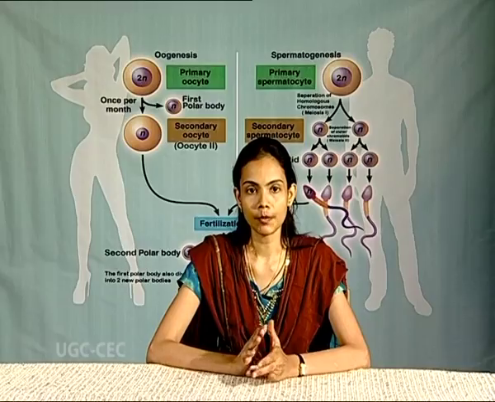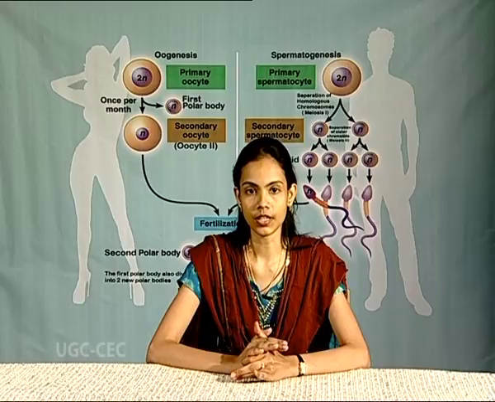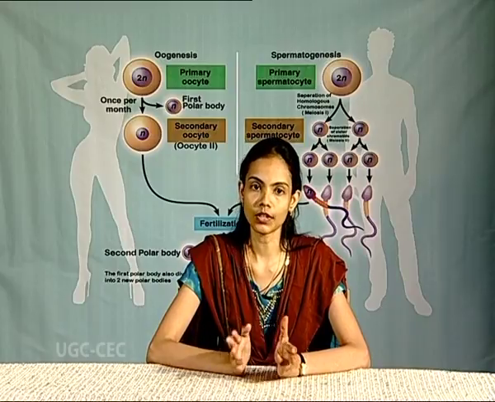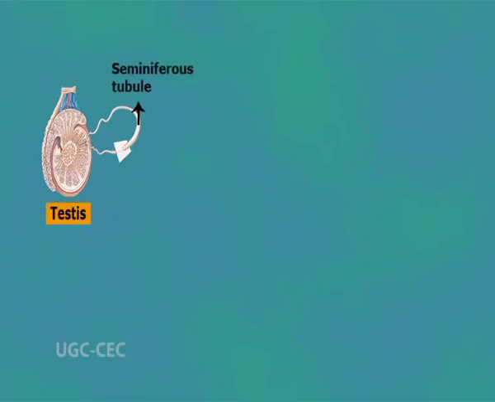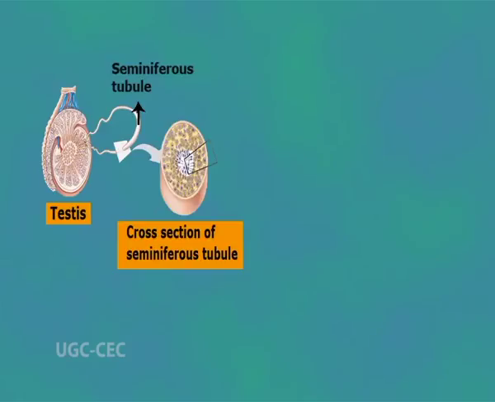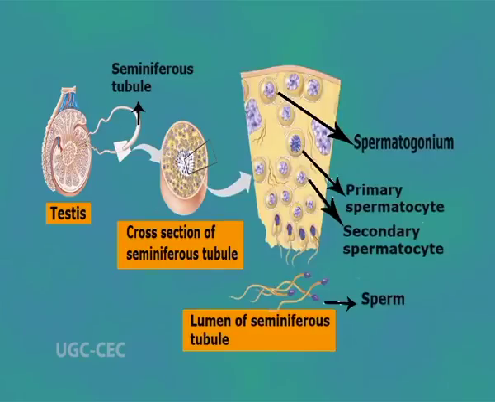Spermatogenesis. Spermatogenesis begins at puberty and continues throughout life. Spermatogenesis is the process of the development of spermatozoa in the male testis. In animals, the testes are complex organs consisting of numerous seminiferous tubules. Spermatogenesis is an uninterrupted process observed in the seminiferous tubules, and at the same time, various stages of the development of the sperm are also observed.